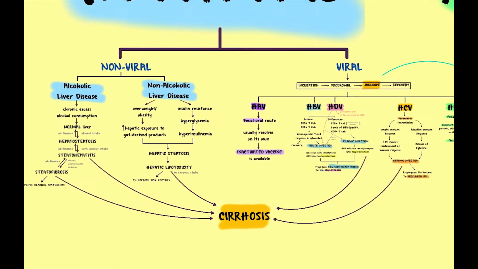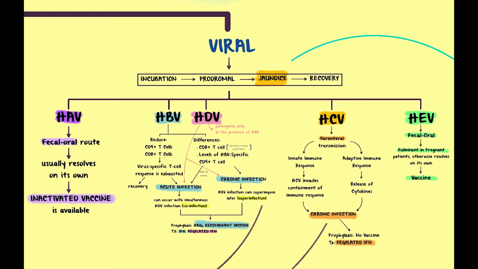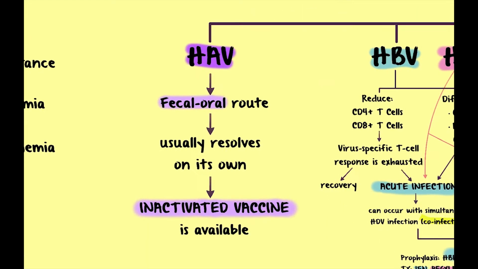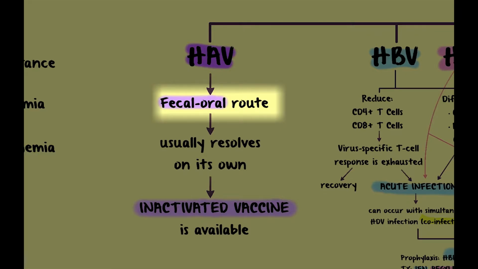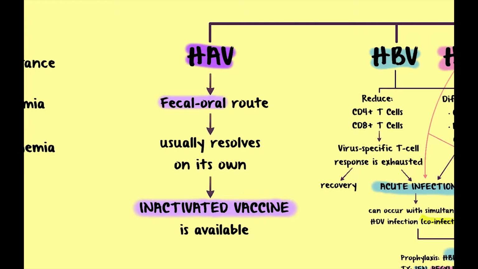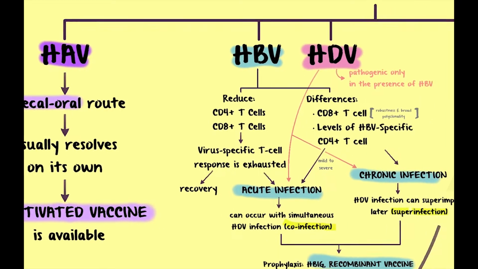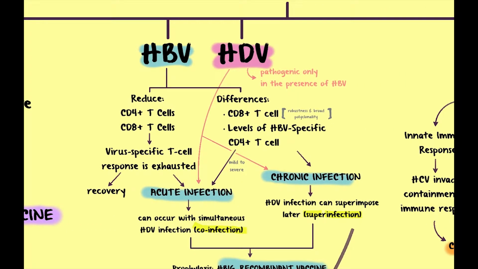Going to the viral causes of hepatitis, which is mainly due to hepatitis viruses A to E. In a nutshell, these viruses cause hepatitis in different ways and extent. Starting with hepatitis A. Hepatitis A infection is obtained through the fecal-oral route, which usually resolves on its own, with vaccines available for prevention. Hepatitis B, which can be transmitted parenterally and sexually, can cause both acute and chronic infection.